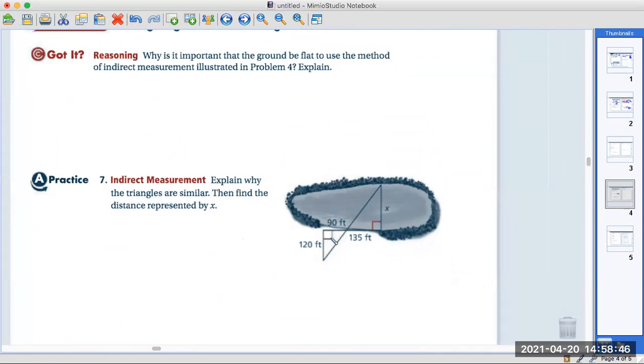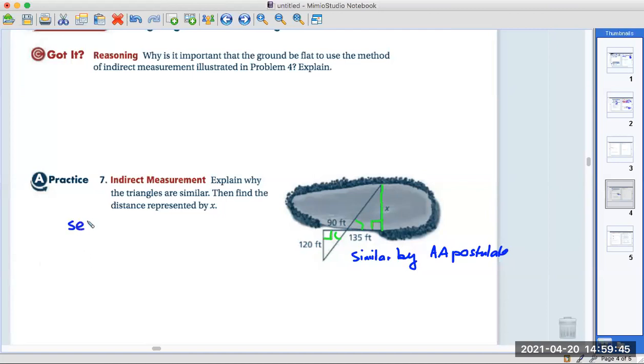Explain why the triangles are similar. They are similar, I'll tell you why. Then find the distance represented by X. So we're looking for how far it is across the lake. I see two angles that are equal. This one and the other one are vertical angles. So we have similar by the AA postulate. So this little triangle here is the same shape as the big one. Does everybody understand that? And now we can write a proportion, correct?